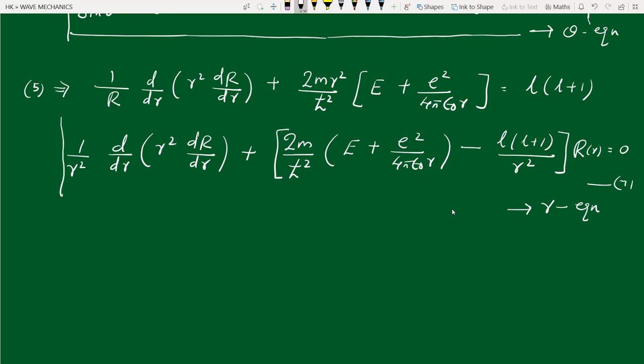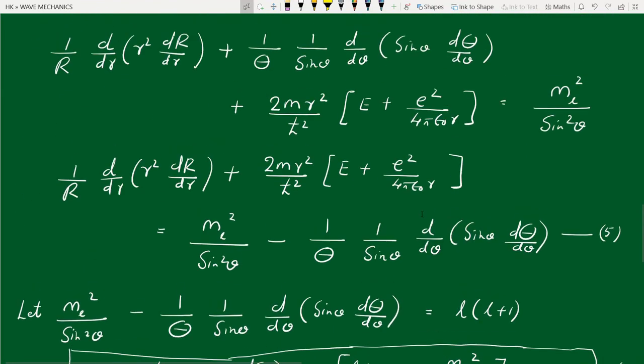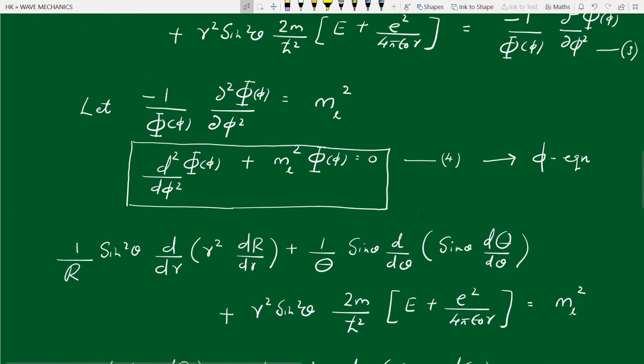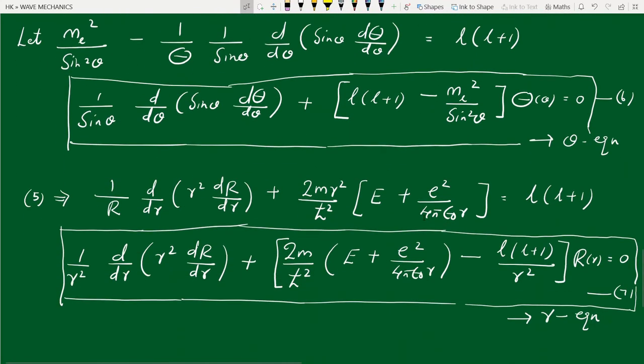So this is the third ordinary differential equation we have separated from the three-dimensional partial differential equation. Now we have an r equation, a theta equation, and a phi equation. The three-dimensional Schrodinger equation has been separated into the r equation, equation 7, the theta equation, equation 6, and the phi equation, equation 4. This is the first step in trying to solve the Schrodinger equation. In the next class we will consider each equation separately and look at the solutions. Okay, thank you.